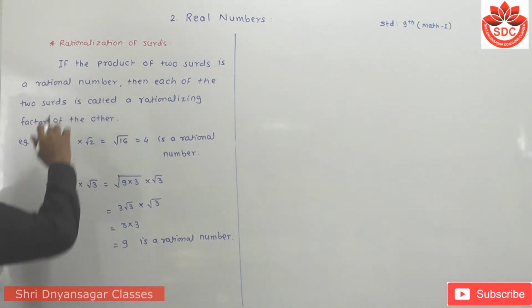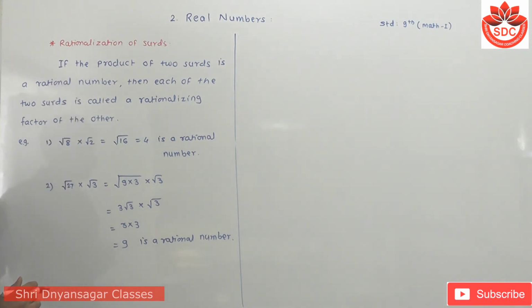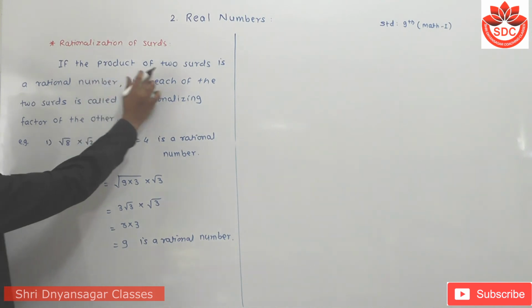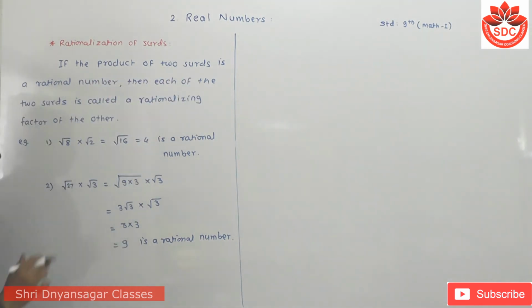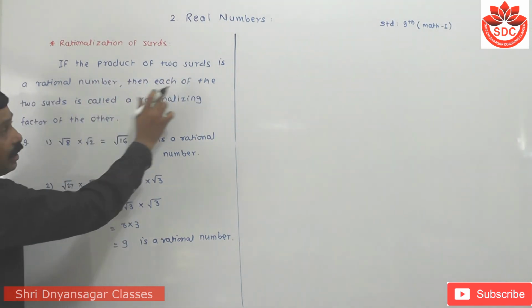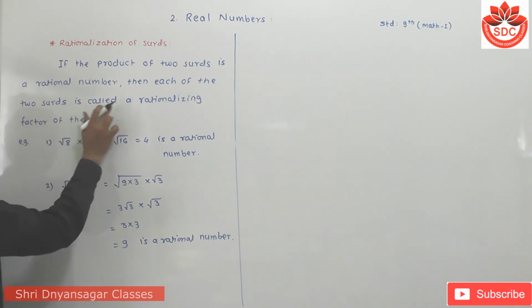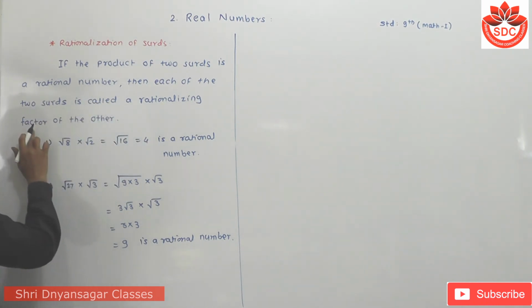Then the next topic is rationalization of surds. If the product of two surds is a rational number, then each of the two surds is called a rationalization factor of the other.